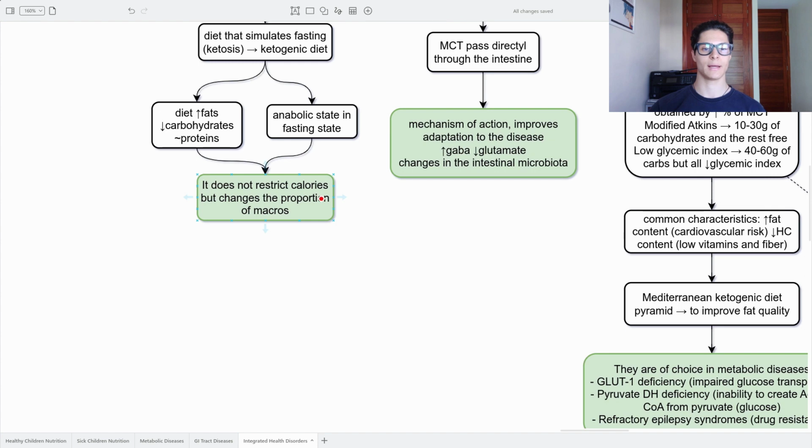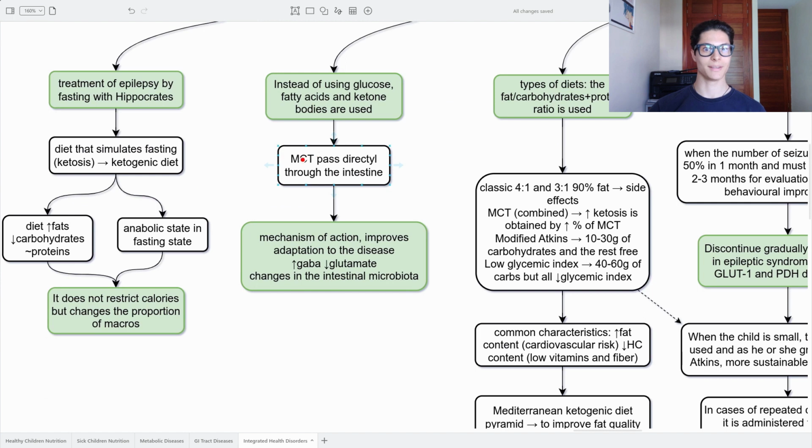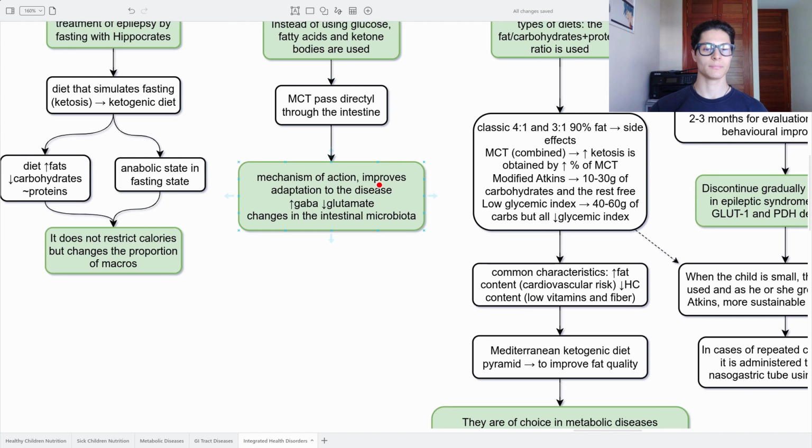It does not restrict calories, but changes only the proportion of macronutrients. Instead of using glucose, fatty acids and ketone bodies are used for energy. The MCT, the medium chain triglycerides, pass directly through the intestine. And these are very interesting to use because they are going to create a lot more energy more quickly. The mechanism of action improves adaptation to the disease. It increases the GABA neurotransmitter, it lowers the glutamate, and it changes the intestinal microbiota.